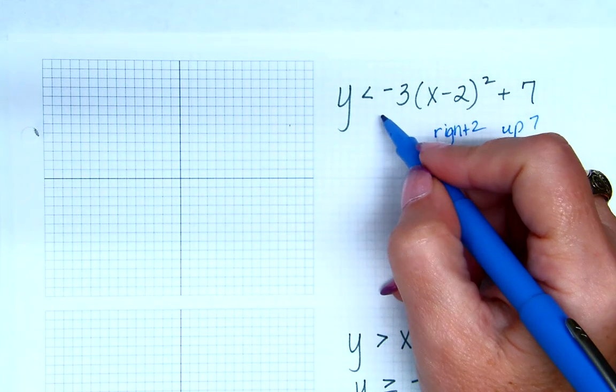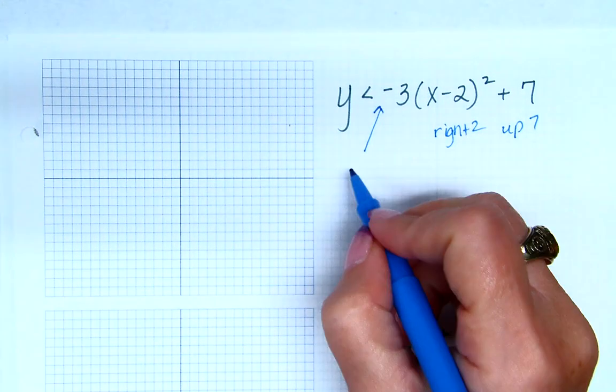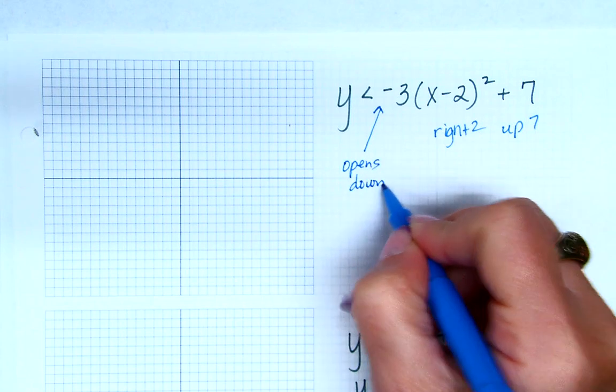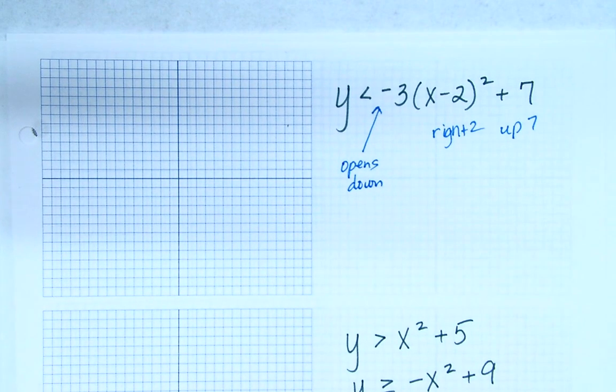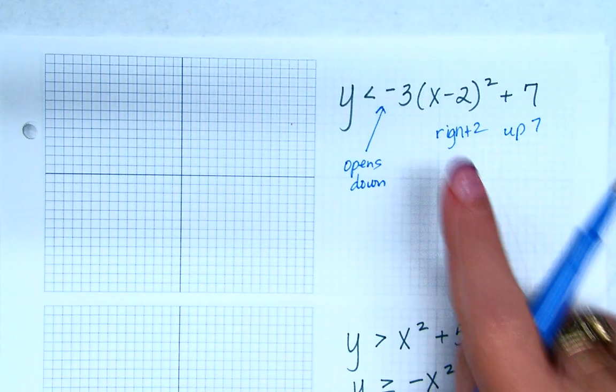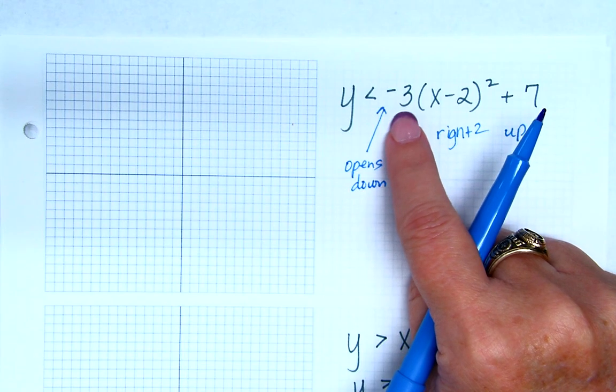What else do we know about this? So it opens down. Now, is this parabola parent function shape? It is not. That's correct. And why is it not? Because there's a multiplier, right?